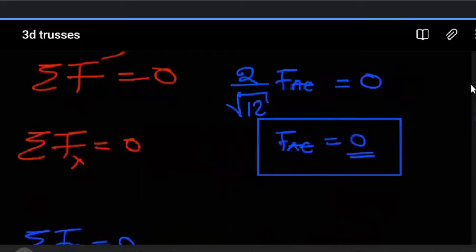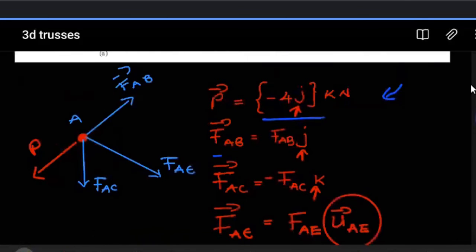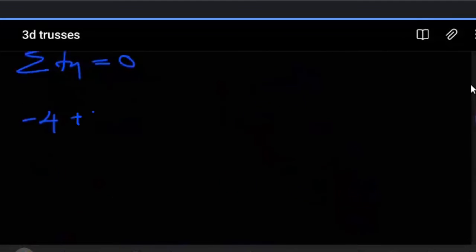What else? Let's go to the next one. We have this one. Yes, this also has a y component. So this is going to be FAB. FAB is in the y-axis, so we have plus FAB.